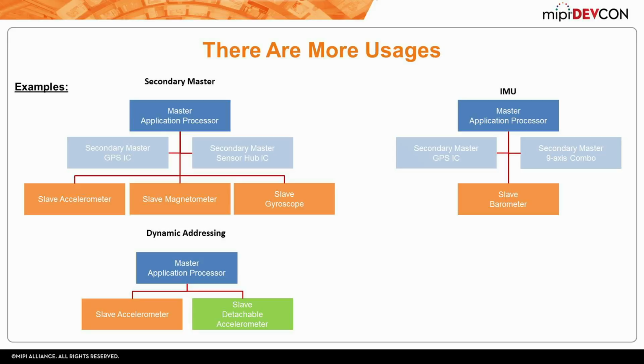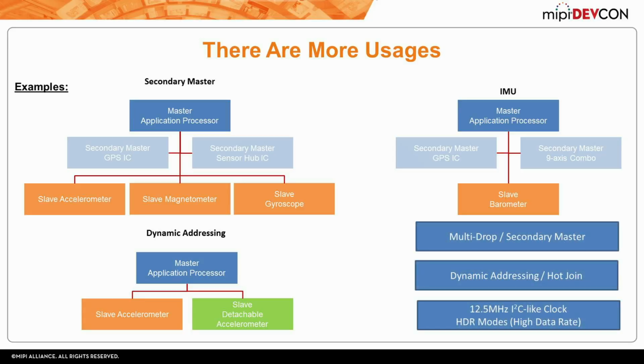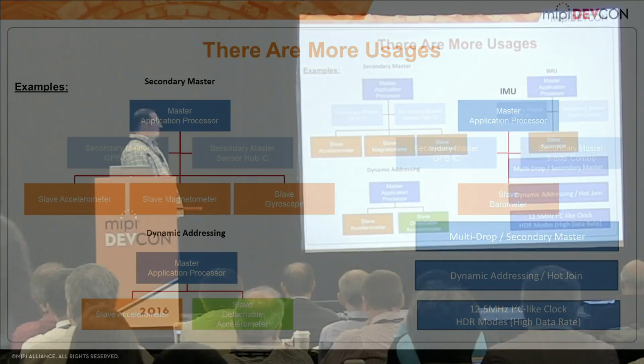So based on these additional usages, beyond just consolidating the interfaces and reducing pins, we added multi-drop and secondary master support, dynamic addressing, and hot join, and we really sped things up significantly, as you'll see.